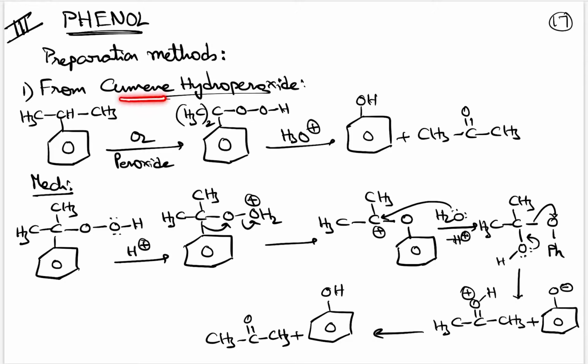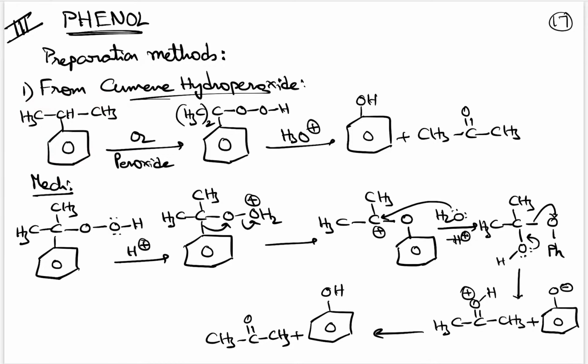From cumene hydroperoxide. First of all, how do you prepare cumene hydroperoxide? And in fact, how do you prepare cumene? Treat benzene with isopropyl chloride in presence of a Lewis acid like AlCl3, FeCl3, etc. By Friedel-Crafts alkylation reaction, we will get cumene.